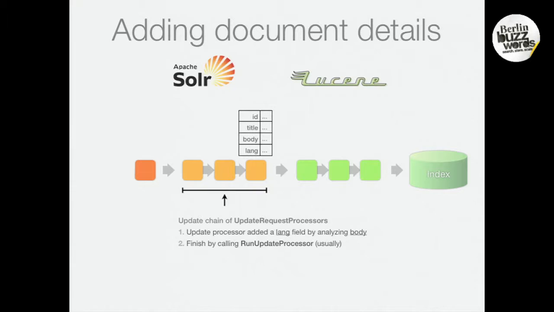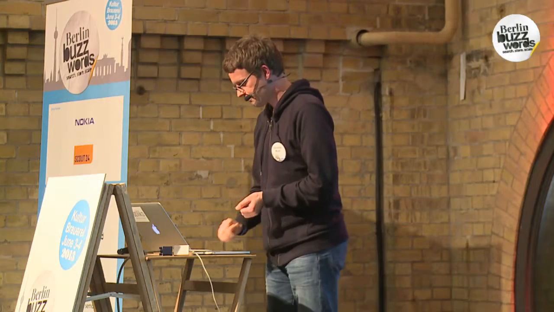We'll also do field mapping based on what was found. So for example, a document in Arabic could be mapped to a field that has a text_ar field type, so that the correct linguistic processing in Lucene is applied. So we can do that using update request processors.